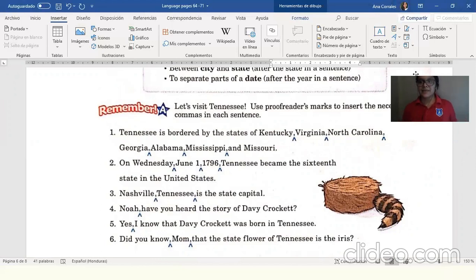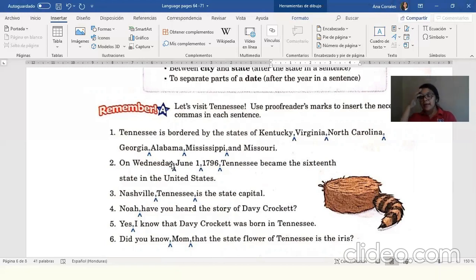Did you finish? Yes. Now we are going to read the sentence. Read the sentence with me. Tennessee is bordered by the states of Kentucky, Virginia, and North Carolina, Georgia, Alabama, Mississippi, and Missouri. There are a lot of commas. Why? Because that is groups of words.